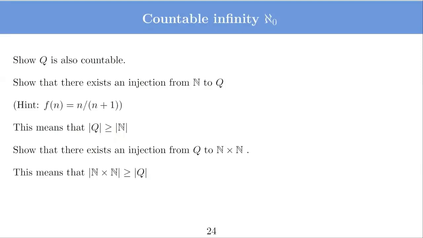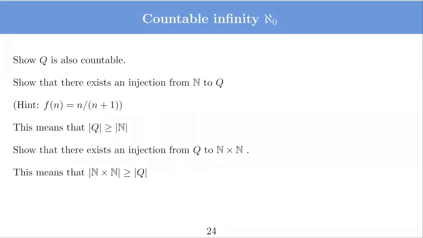Now we also show that there is an injection from Q to N cross N, and the same argument you can use. You can take any q and represent it in terms of a pair (p, q), and that will be one element in N cross N. For every rational number, there is a unique pair. You're not mapping two rational numbers to the same pair. Every rational number will have a different pair, because every rational number has a unique set of p and q.